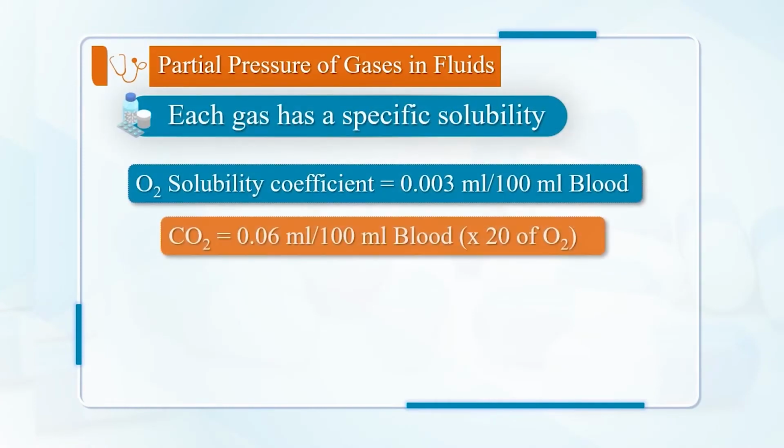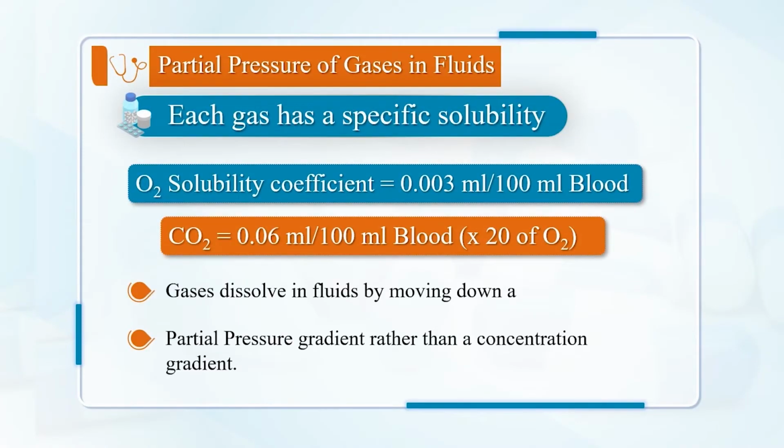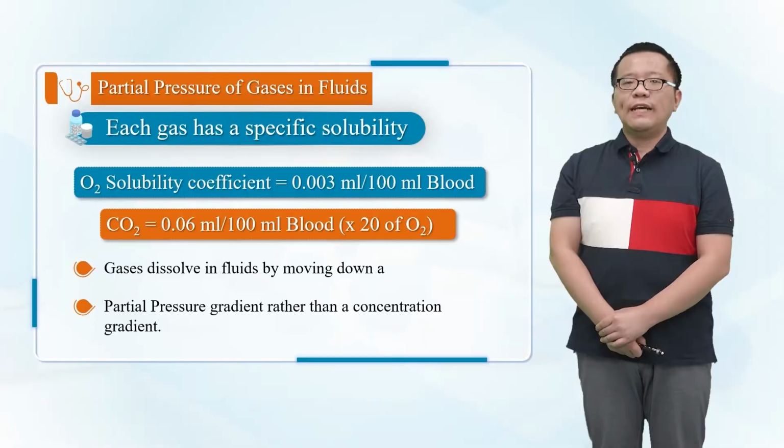We also know each gas has a specific solubility. The oxygen solubility coefficient is a ratio of 0.003 ml to 100 ml blood. The carbon dioxide solubility coefficient is a ratio of 0.06 ml to 100 ml blood. That is, the solubility of carbon dioxide is 20 times that of oxygen.